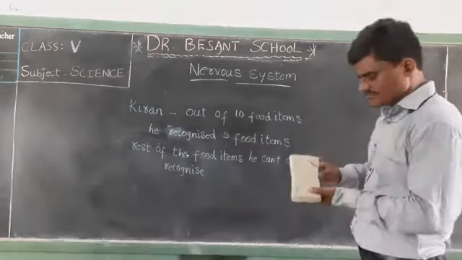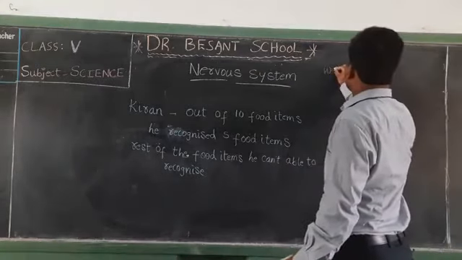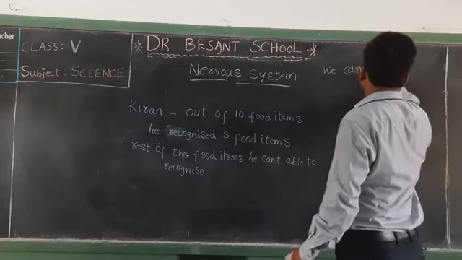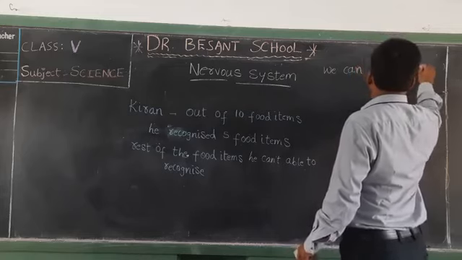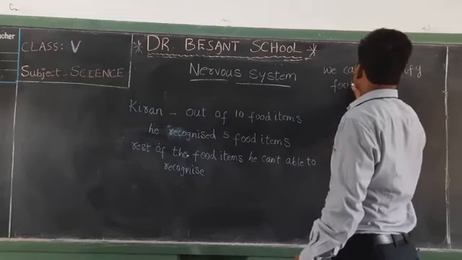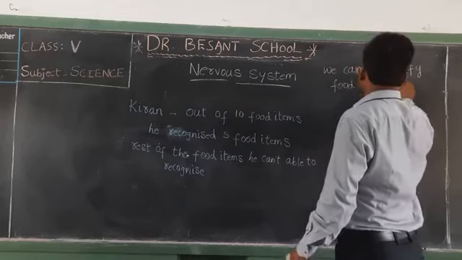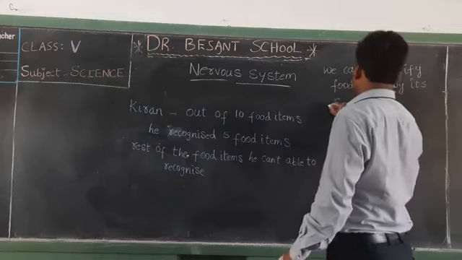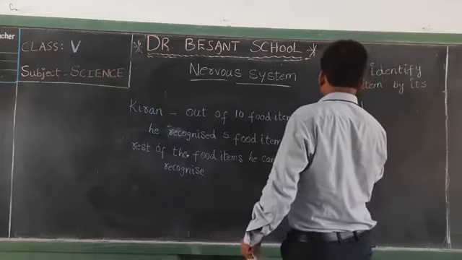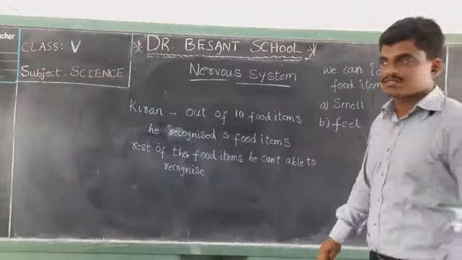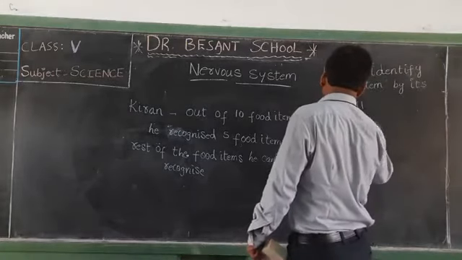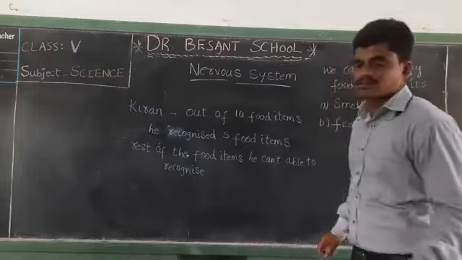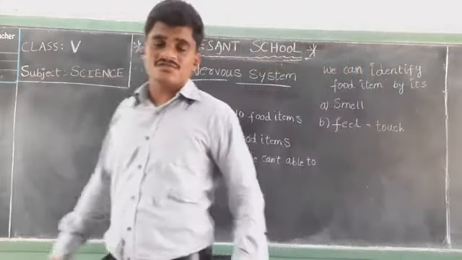We can identify the item by its smell, and by feel. Feel means touch. In this way, we can identify the particular food item.